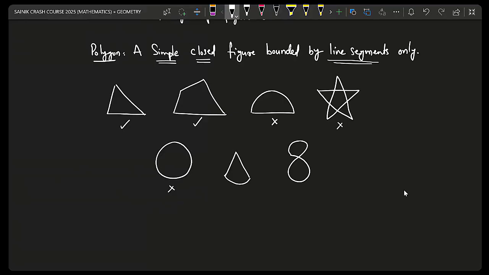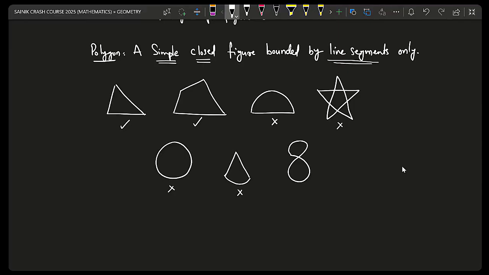Vishnu, can you say whether this next figure is a polygon or not? Sir, no, sir. Why? Sir, it is not completely bounded by line segments. But what about the first two conditions? Yes, sir, they are satisfied. Yes, the first two conditions are satisfied, but not the third one. So it is not a polygon. Very good, Vishnu.